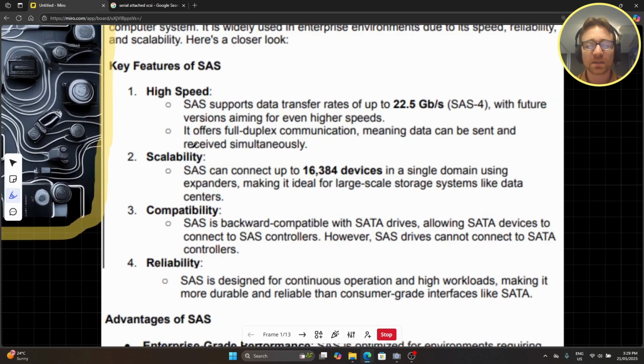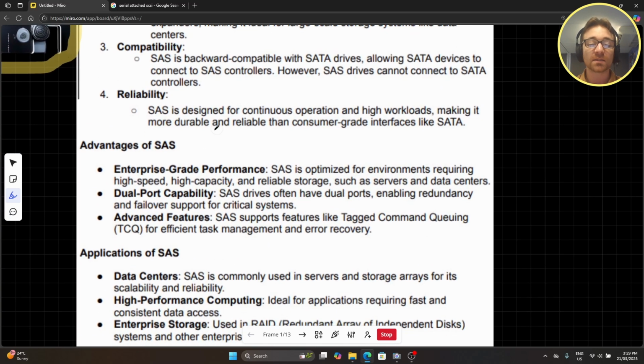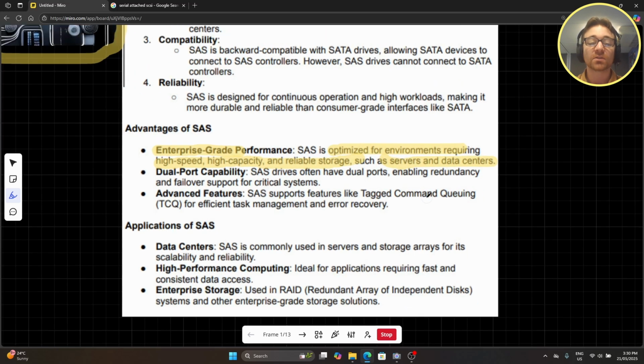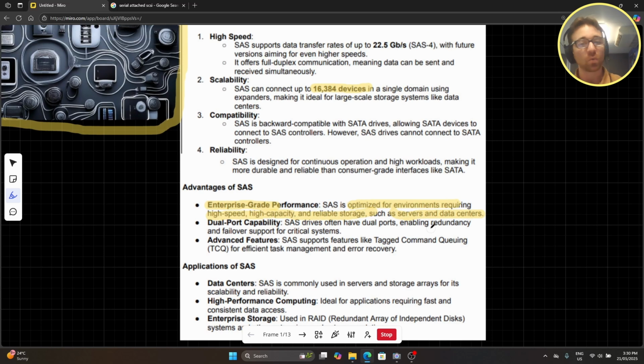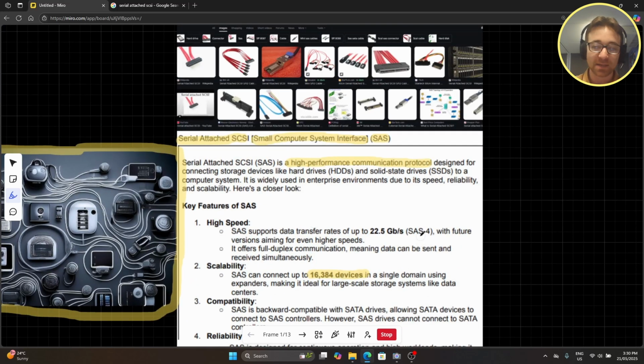Why would that be what we're looking at for SAS? Well, simply because SAS can connect up to 16,384 devices in a single domain. For that reason, it's generally used in enterprise-grade situations. It is optimized for environments requiring high speed, high capacity, and reliable storage, such as servers and data centers, right? So if you're looking at trying to connect a wide variety of devices in an enterprise setting or in a data center, you may want to be looking at using SAS as an example.